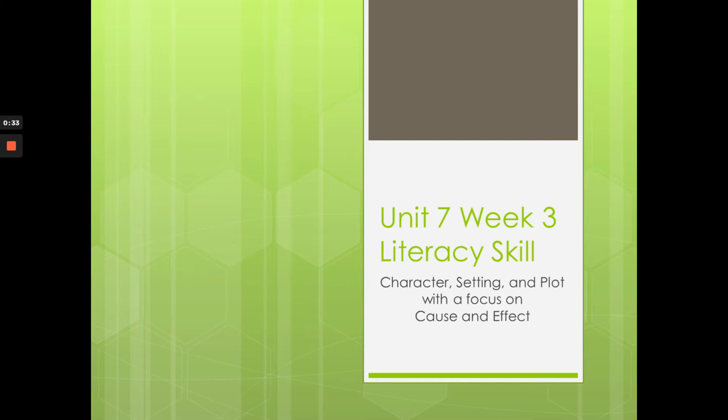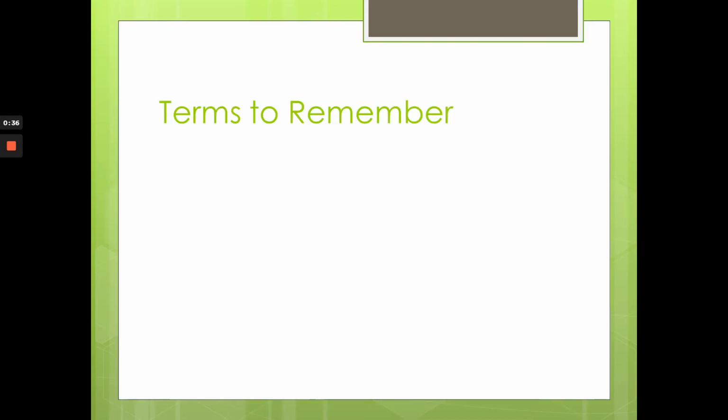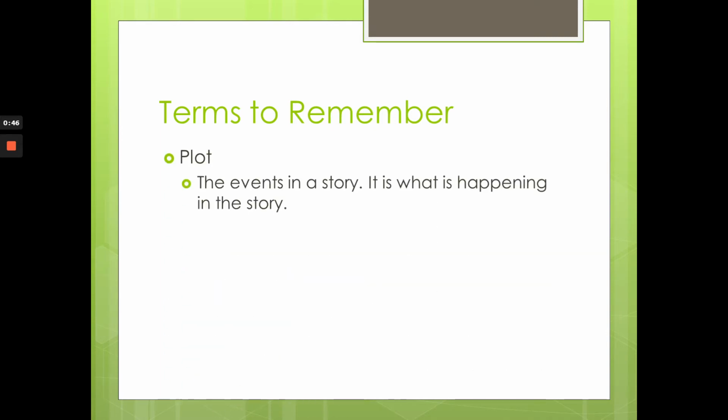But even before we read the story, there are a couple things that we have to remember to help us understand what we're reading. The first term that we have to remember is the plot. Everybody repeat after me and say plot. The plot is what's happening in the story. All right, stop repeating me. So the plot, like we just said, is what's happening in the story. It is the events. So it's what's happened first, next, and last.